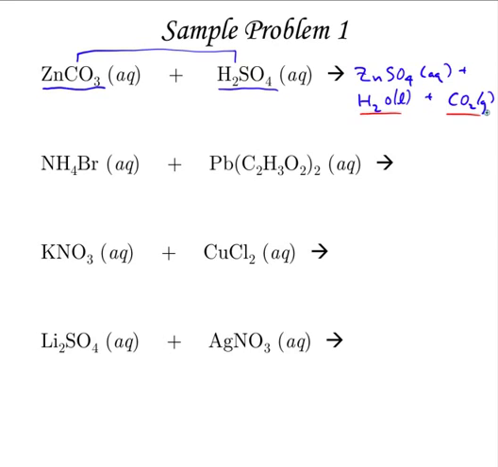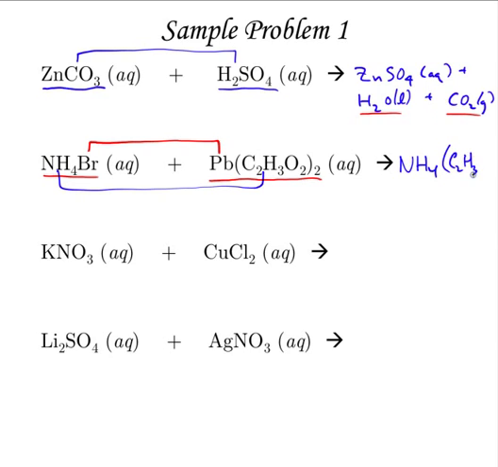Okay, let's go on. Next one, ammonium bromide reacting with lead 2 acetate. All right, so in this case, lead is going to now hook up with bromine, and ammonium is now going to hook up with acetate. So this is yet again another double displacement reaction. Okay, so when we go ahead and draw the products, let's go ahead and do ammonium now with acetate. So NH4, C2H3O2. Okay, and lead 2 bromide.